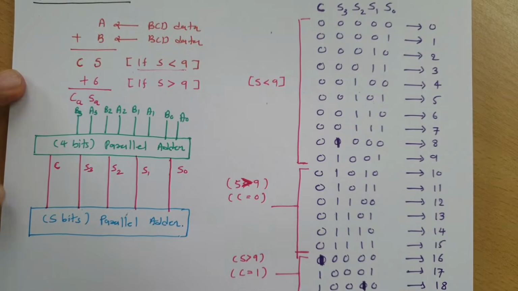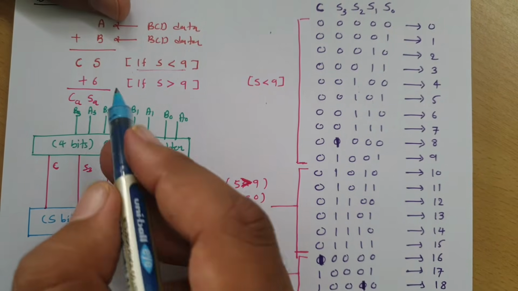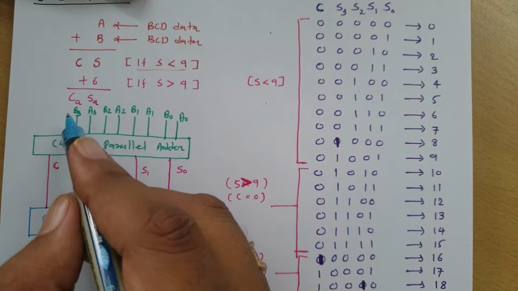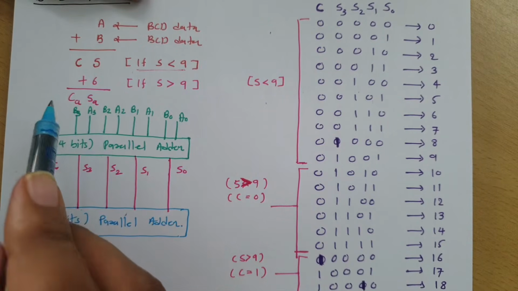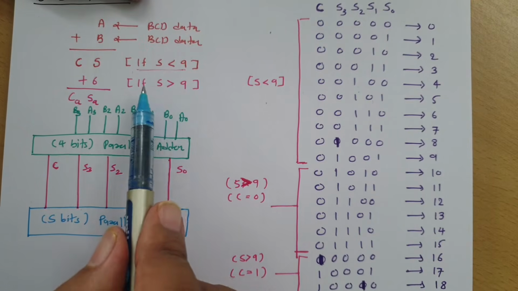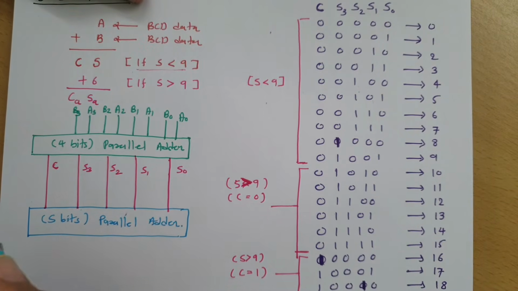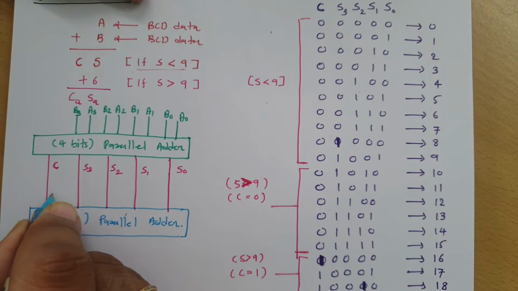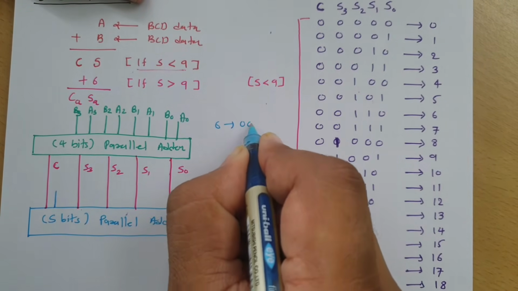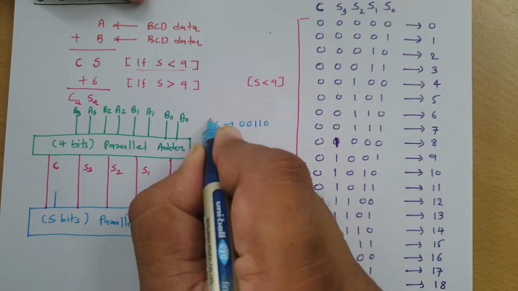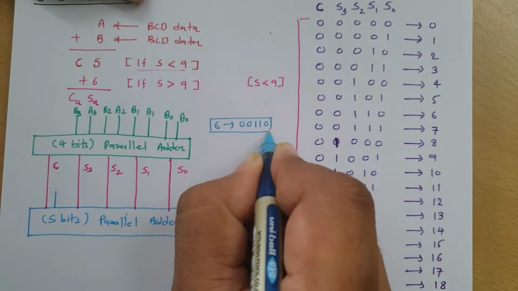Now see, in this 5-bit parallel adder, our agenda is to add 6 in the condition where this sum is greater than 9. So see, 6 addition means what? 5-bit 6 means 0 0 1 1 0.